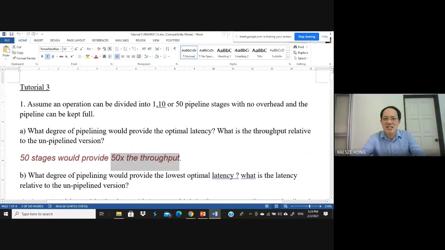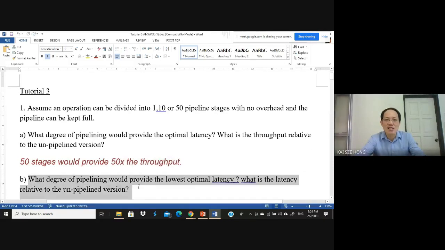Okay, same question here. What degree of pipelining will provide the lowest optimal latency? Let me give you the poll. This time, create a poll. Okay, also the same three answers: 1, 10, and 100. Okay, you may start to answer. Which one provides the lowest optimal latency? Means which one is the fastest? 1, 10, or 50?